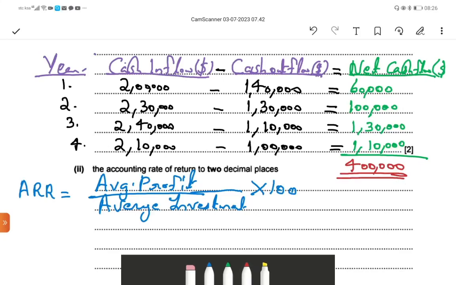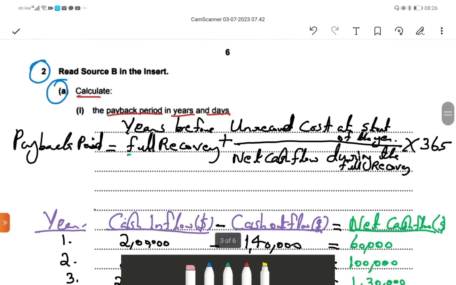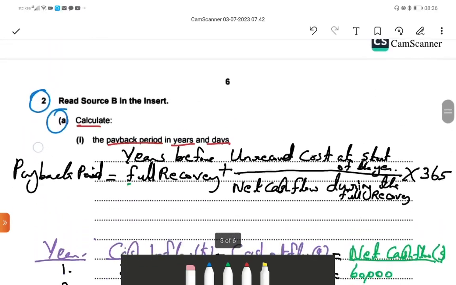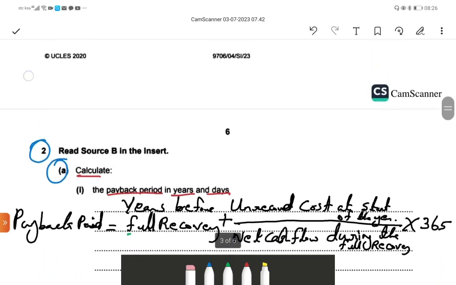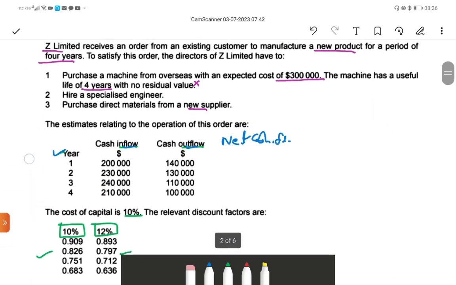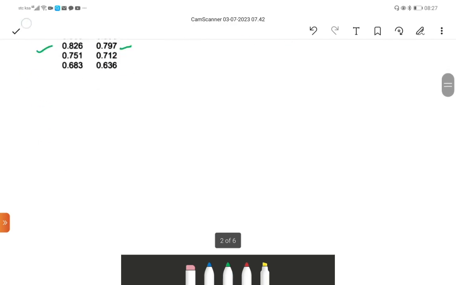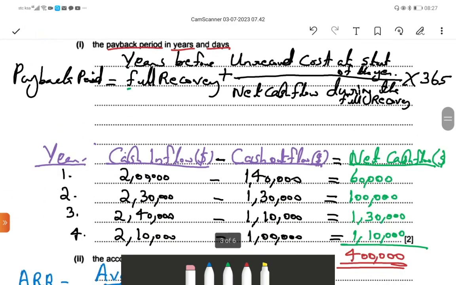So we can apply the equation. The first one, years before full recovery. How much do we have to recover? We have to recover the cost. What was the cost of the machinery? The cost of the machinery is given as 300,000. So we have to recover this 300,000, and let's see when we can recover it.